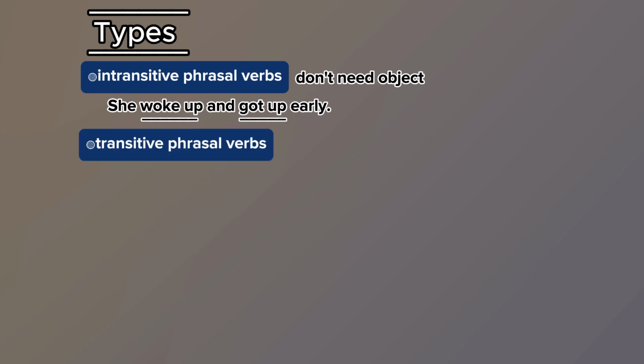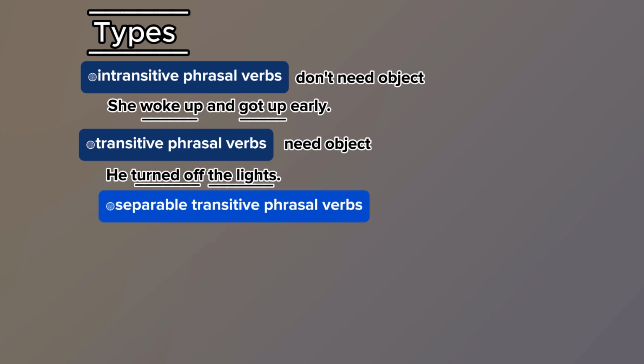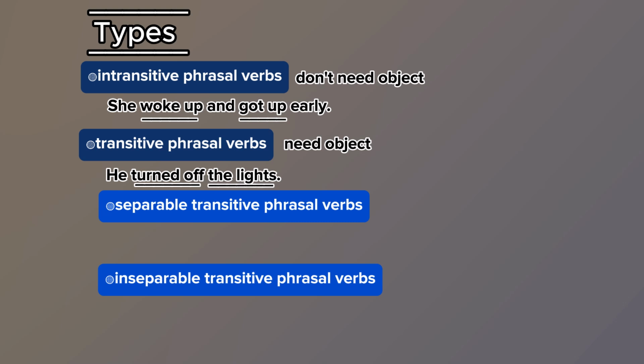Next, we have transitive phrasal verbs. These verbs require an object to complete their meaning. For example, he turned off the lights. Here, turn off is a transitive phrasal verb, and lights is the object. Transitive phrasal verbs are divided into two categories: separable and inseparable transitive phrasal verbs.